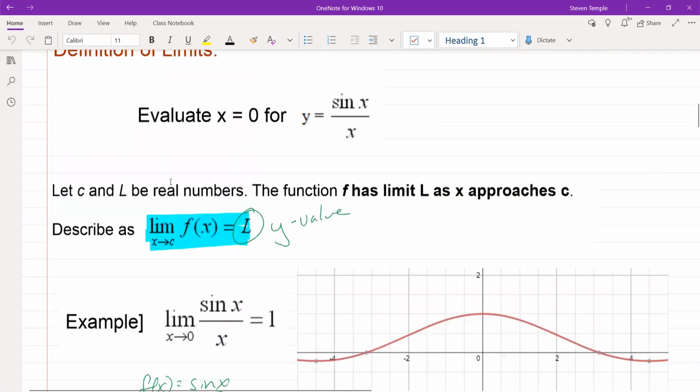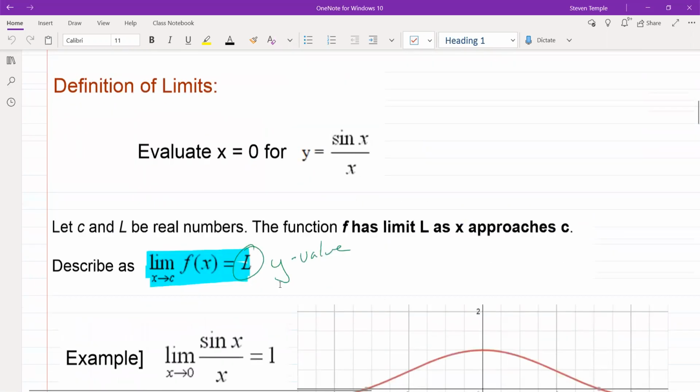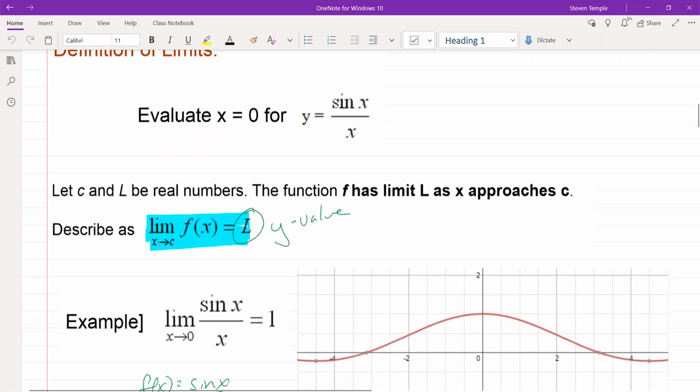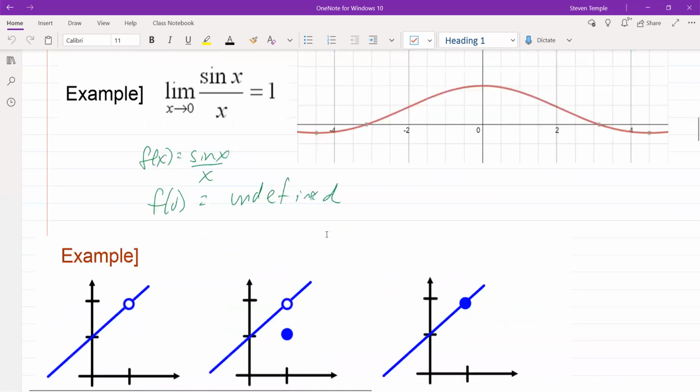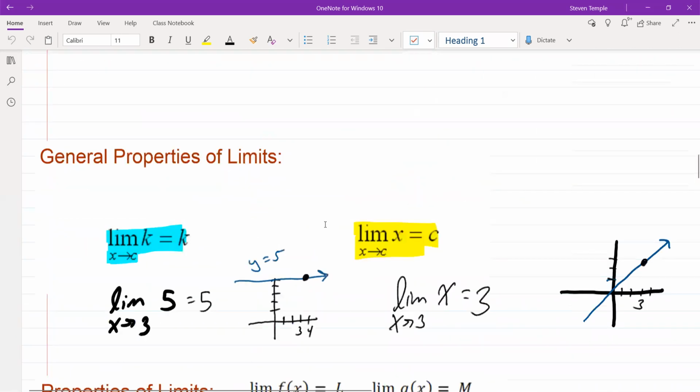We did talk about the definition of a limit, and it reads as the limit as x approaches c for a function equals L, and L is going to be defined as a y value. So as we approach an x value, we're looking at our y values. What are they converging to? Let me just scroll through here. This is what we did on Monday.